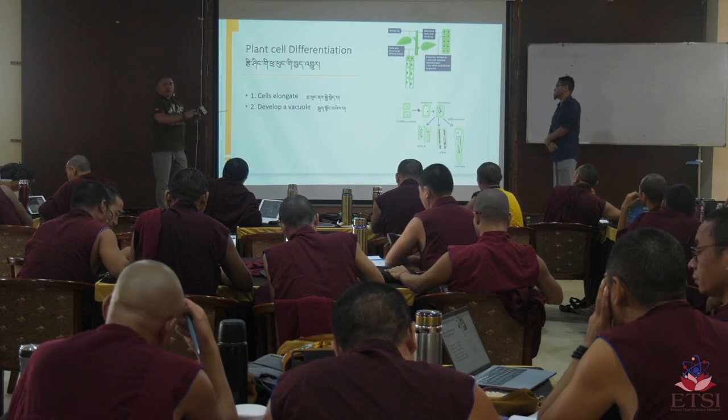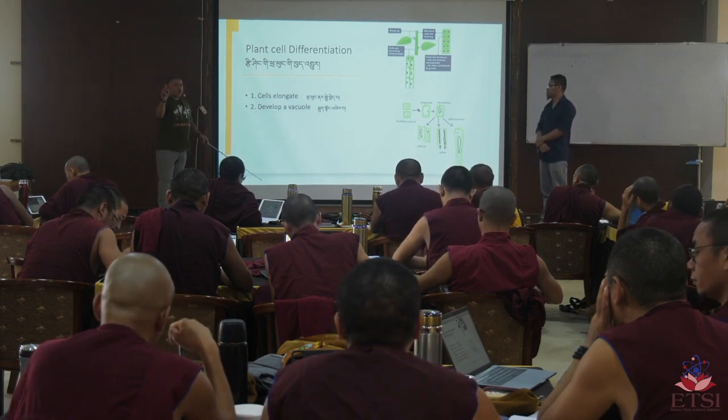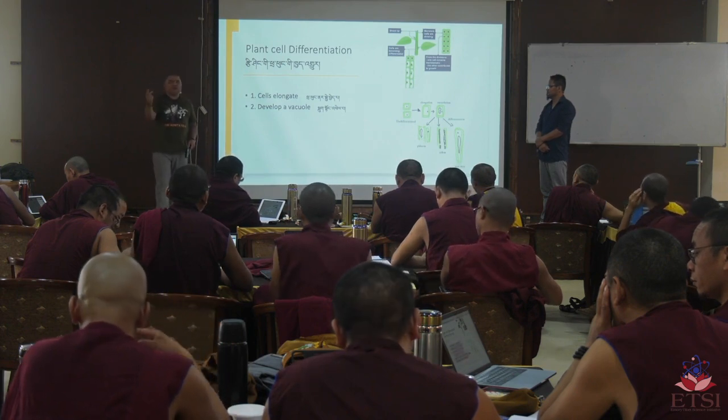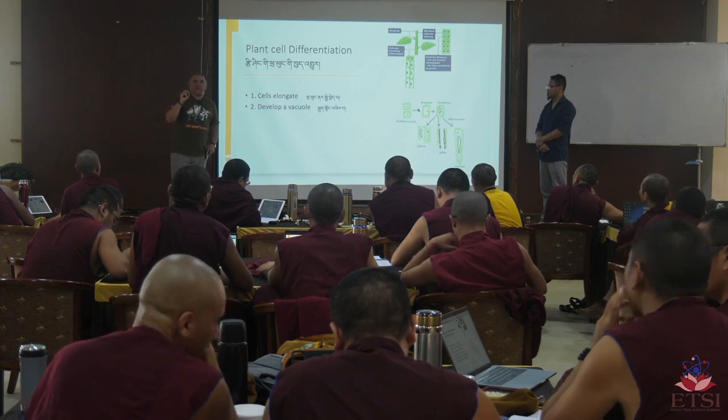Once the cells become larger and they elongate, they develop a vacuole. Who in here, because remember we learned this, maybe not even last year, but the last time I was here: what is a function of a vacuole within a plant cell?